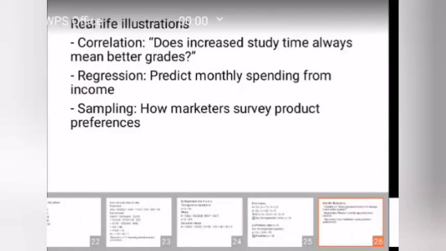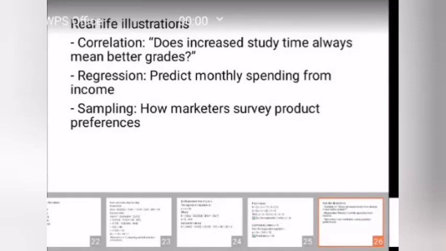So when you are trying to know the differences between correlation, regression, and sampling, correlation is used to compare something. Like the same example I said earlier: does increased study time mean better grade? The more you study, the more knowledge you get, so that means a better grade. There's a relationship between these two things.